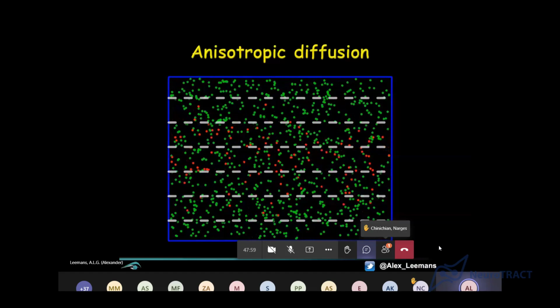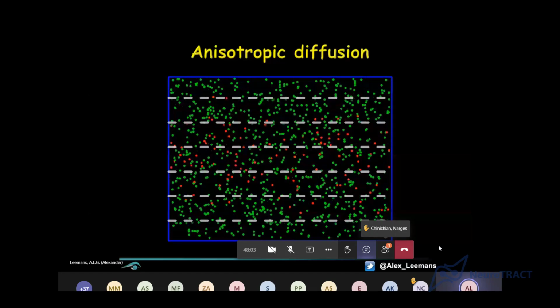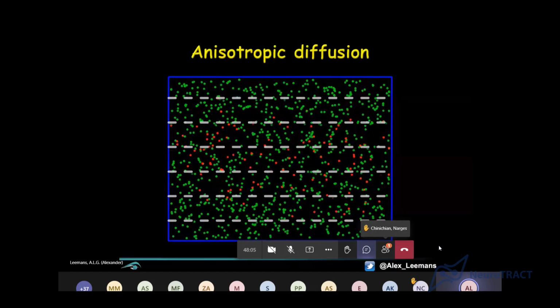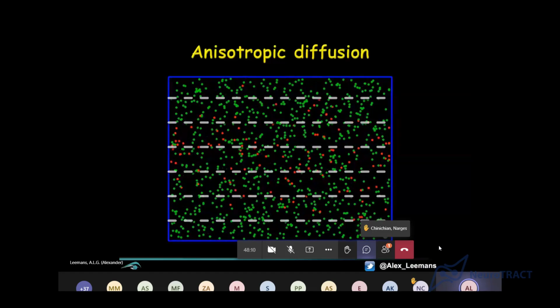they will be more hindered going up, down because of these barriers than left, right. You think of it like highways, right? If you're driving your car, it's going to be a lot more difficult to go left, right than going front, back along the autobahn, the highway. So this is what we call anisotropic diffusion.